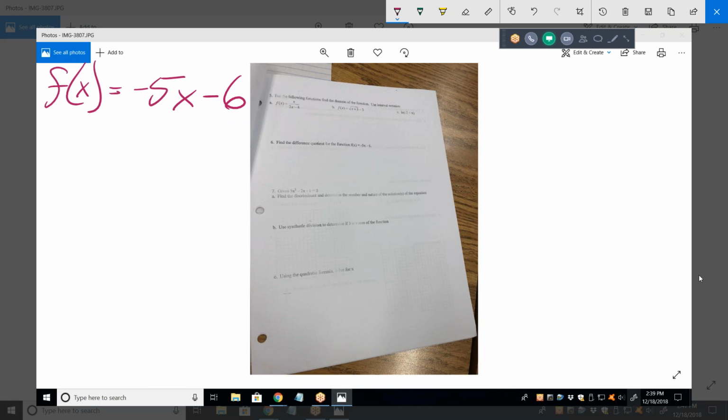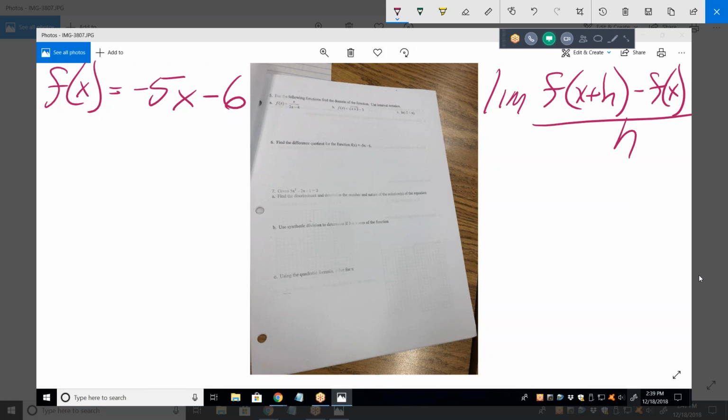Let me ask you if you've ever had this. This looks familiar. See if they've taught you this. That is the limit difference quotient, as h goes to 0. Is that what they're talking about? Yeah, I think so. That's the problem I have.